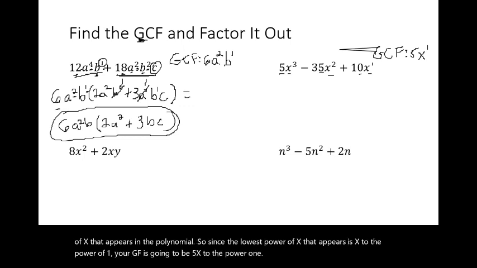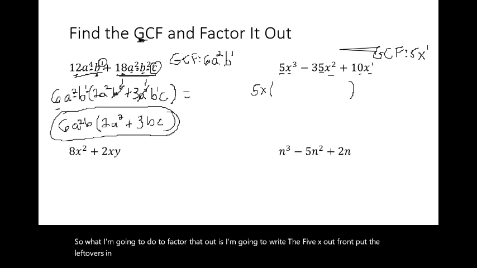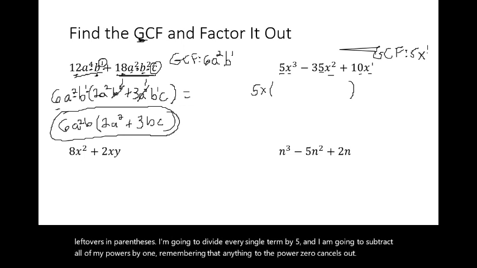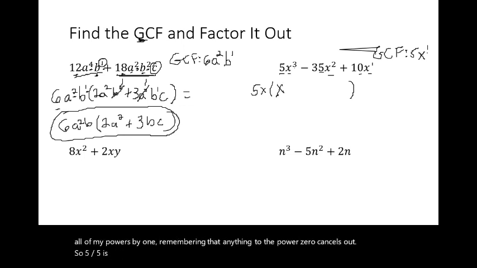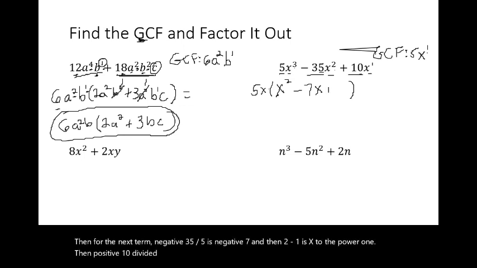So what I'm going to do to factor that out is I'm going to write the 5x out front, put the leftovers in parentheses. I'm going to divide every single term by 5, and I am going to subtract all of my powers by 1, remembering that anything to the power 0 cancels out. So 5 divided by 5 is 1, and then 3 minus 1 is x to the power 2. Then for the next term, negative 35 divided by 5 is negative 7. And then 2 minus 1 is x to the power 1. Then positive 10 divided by 5 is going to give us positive 2. And then 1 minus 1 is x to the power 0, and x to the power 0 cancels out.